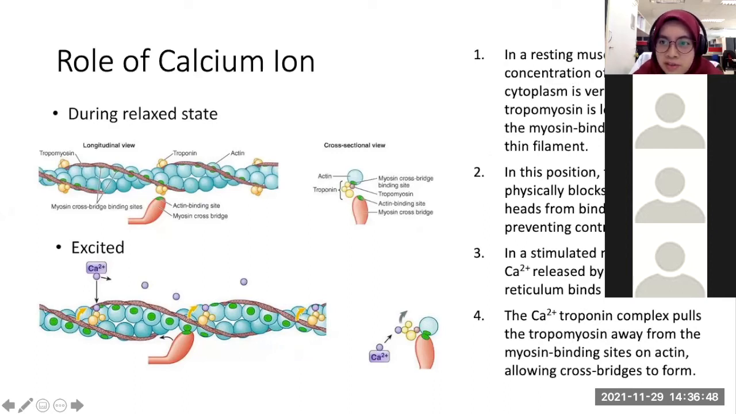In a resting muscle fiber, the concentration of calcium ion is very low, and tropomyosin is located close to the myosin binding sites on the thin filament. In this position, the tropomyosin blocks the myosin head from binding to the actin filament, hence preventing contraction. But in a stimulated muscle fiber, the calcium ion released by the sarcoplasmic reticulum earlier will bind to troponin. The calcium-troponin complex will pull the tropomyosin away from the myosin binding site, allowing the cross bridge to form. A cross bridge is when the myosin head binds to actin.